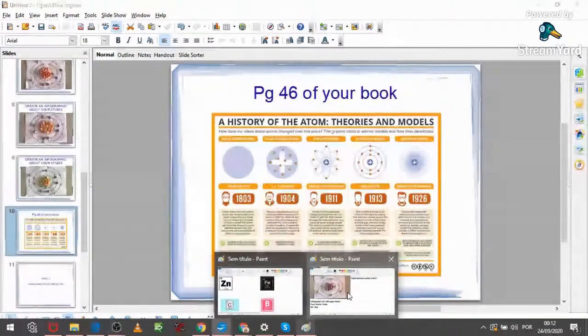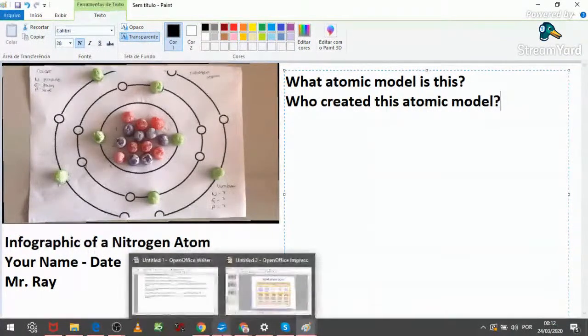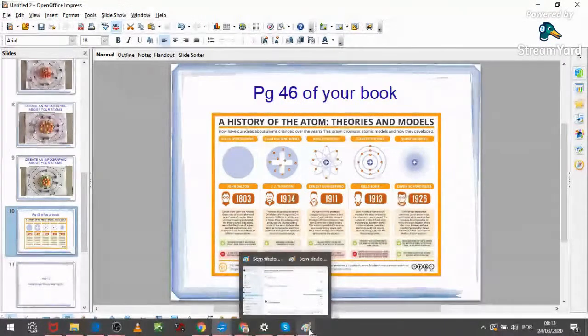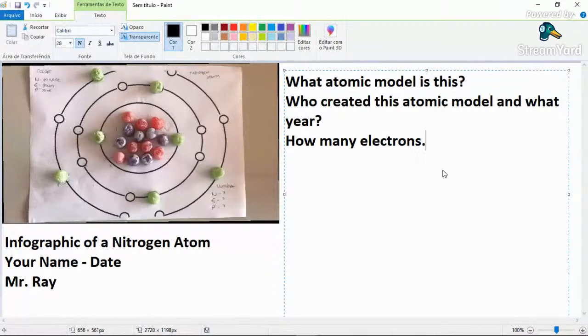So that's one option. You can say who created this atomic model. Not you, but what scientists, right? Of these 5 guys over here, 1, 2, 3, 4, 5, who created your atomic model, and what year. That's important information, right? You can tell me how many electrons, protons, and neutrons there are in your atomic model.